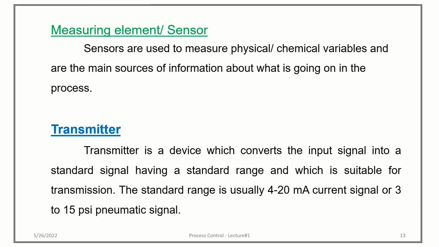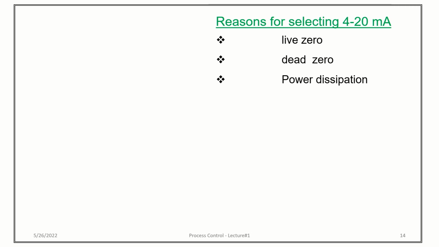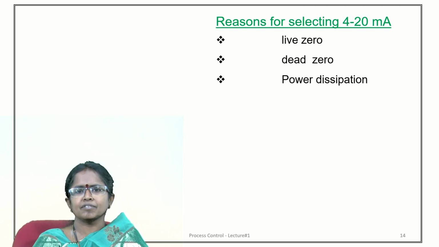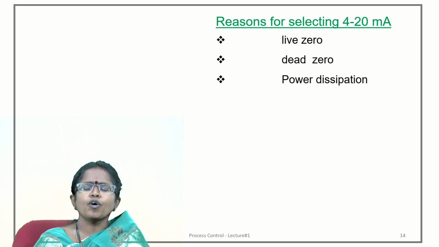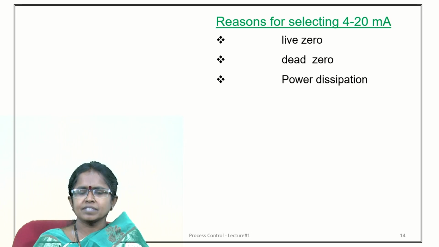suitable for transmission. I will tell you the reason why we are selecting 4 to 20 milliampere. You may raise a question, why are we selecting 4 to 20 milliampere? Why don't we select 0 to 20 milliampere instead of 4 to 20 milliampere? I will tell you the reason. The 4 milliampere is called the live zero and 0 milliampere is called a dead zero. I will tell you why we are not selecting 0 to 20 milliampere instead of 4 to 20 milliampere.